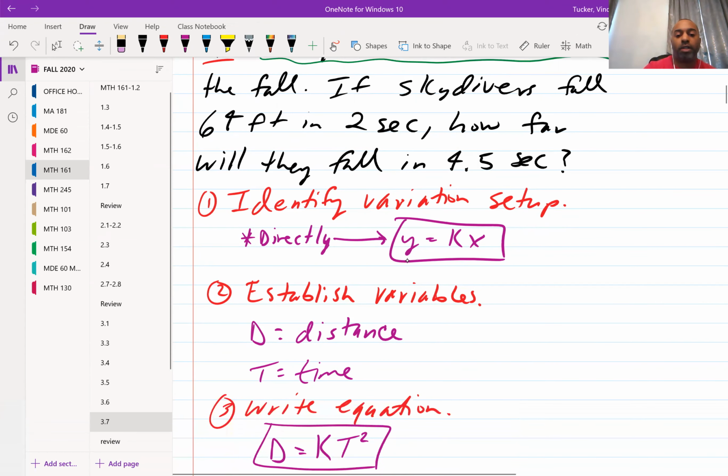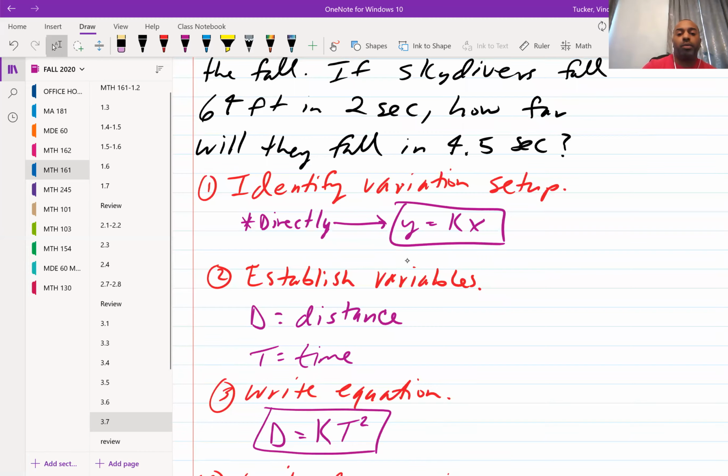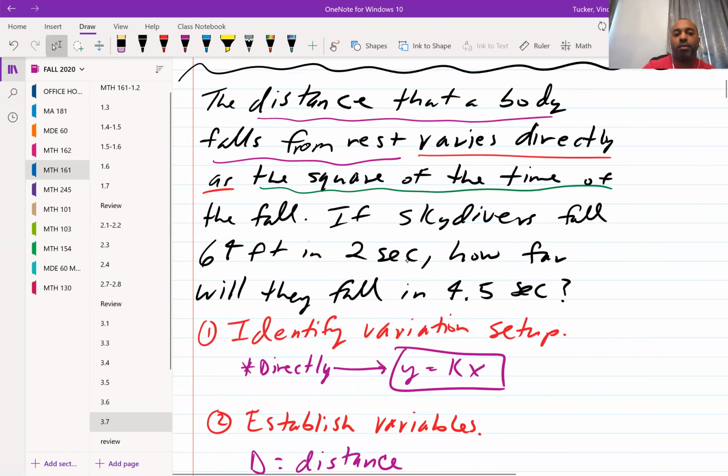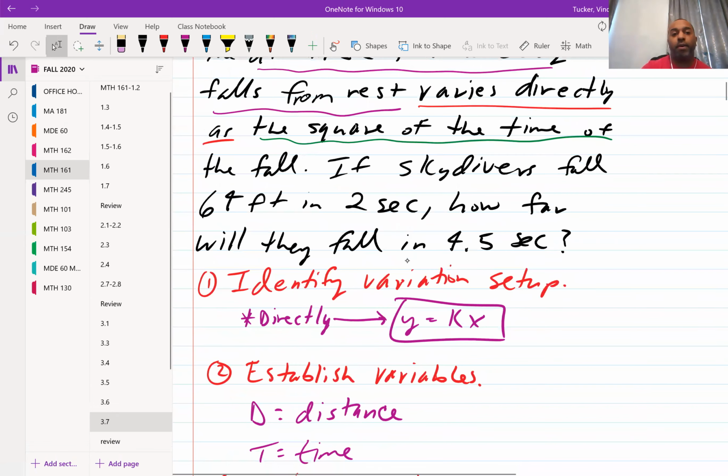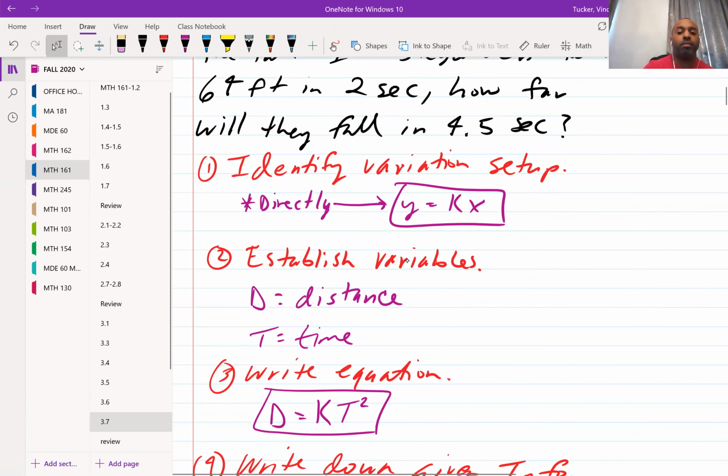All right, so we write the equation. So the distance the ball falls from rest, that's d equals, varies directly as the square of the time. So we know we're going to have to use k times t, but it says square of the time. So it's k times t squared.